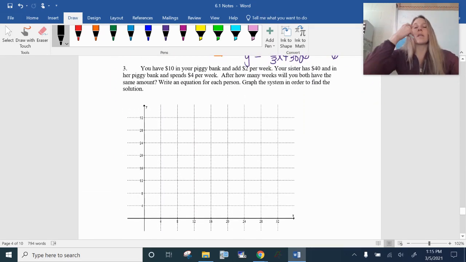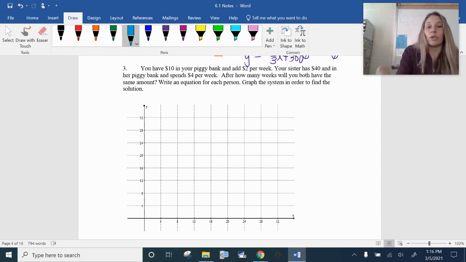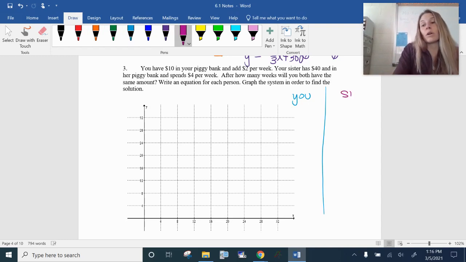All right, now this question's set up a little differently, because this time it's not adding up two things and getting a total, it's comparing two different people. So you have $10 in your piggy bank and you're adding $2 a week, you're saving, so you're increasing your money. Your sister, on the other hand, had $40, but she's spending $4 a week. After how many weeks will you both have the same amount? So we'll do you, and then you have your sister.